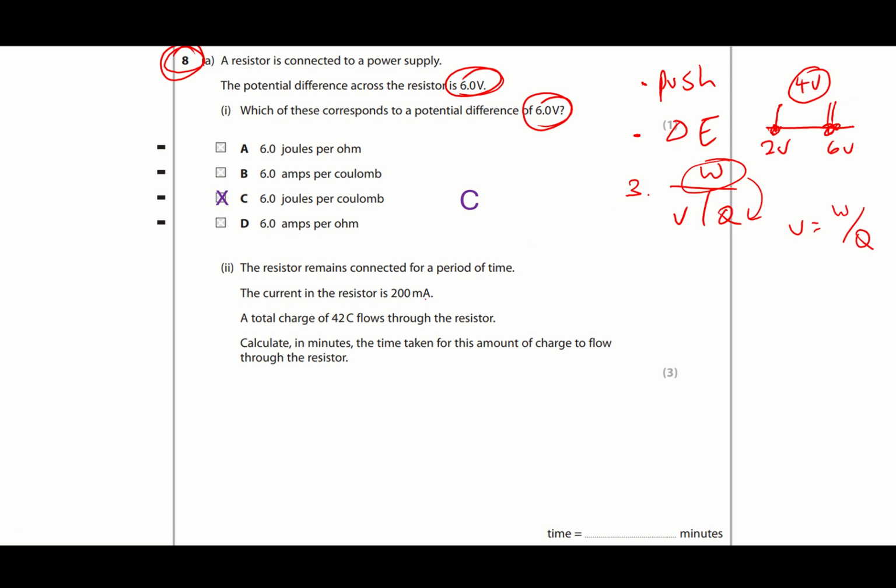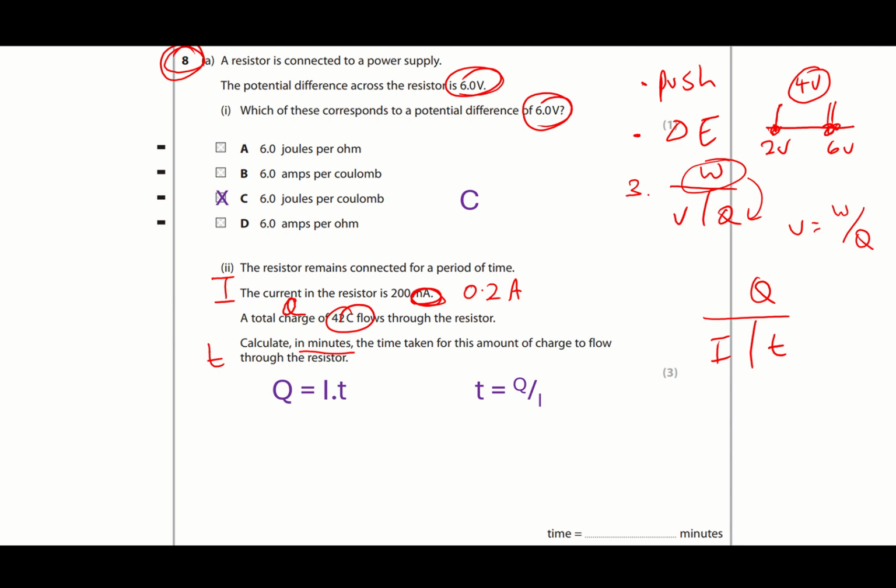Next one, resistor remains connected for a period of time. The current is 200 milliamps. Okay, here we go. So that's 0.2 amps. A total charge of 42 coulombs flows, so that's Q. So we've got I there, and it says calculate minutes, so we've got time. So as you well know, this is our I quit formula. And then we just got to whiz through it.